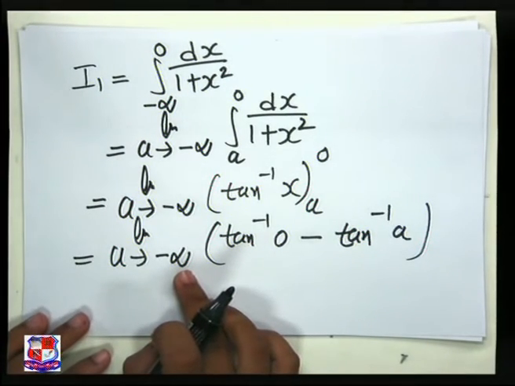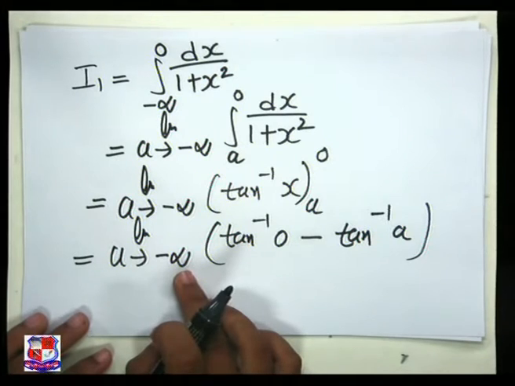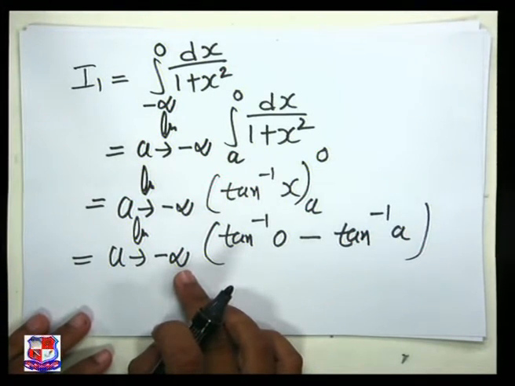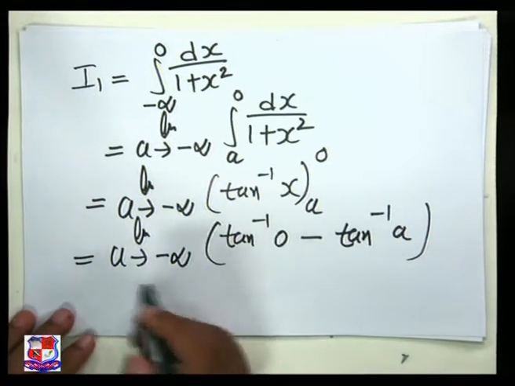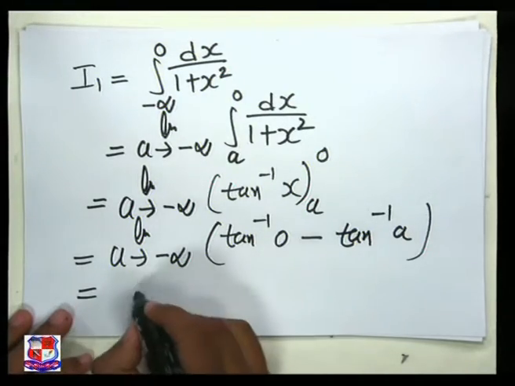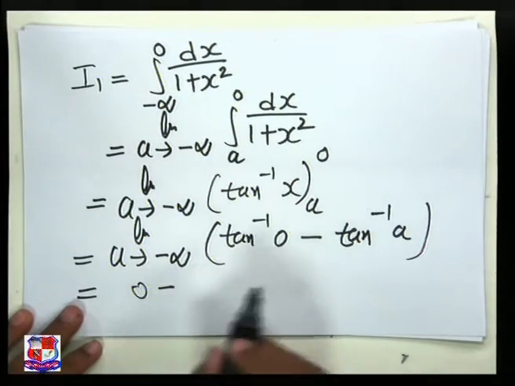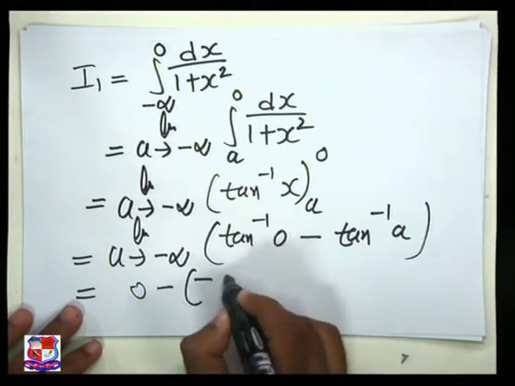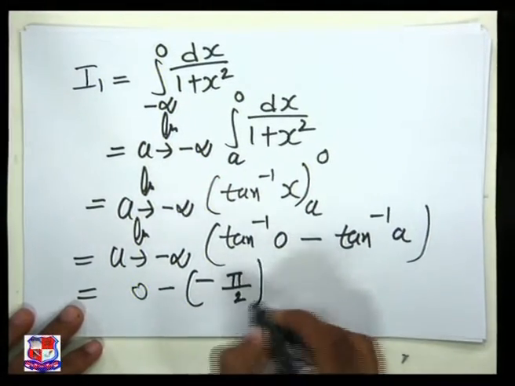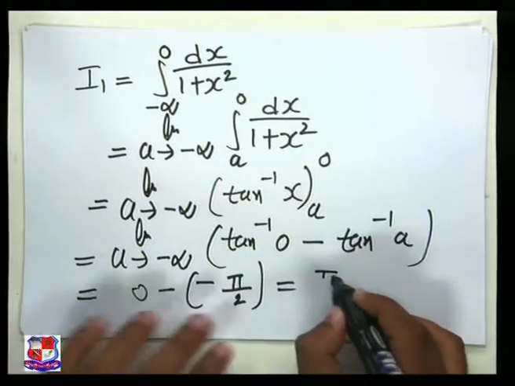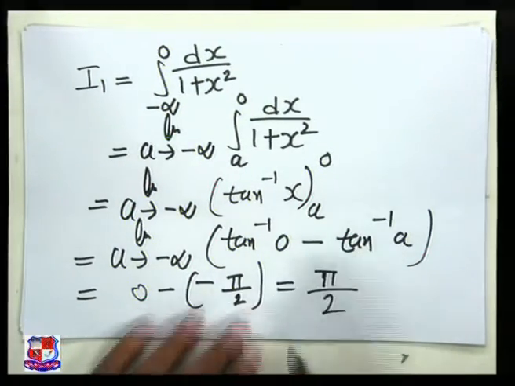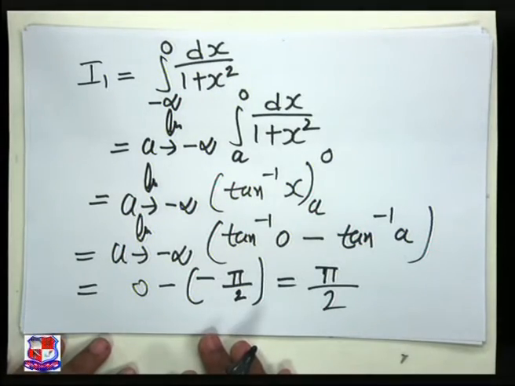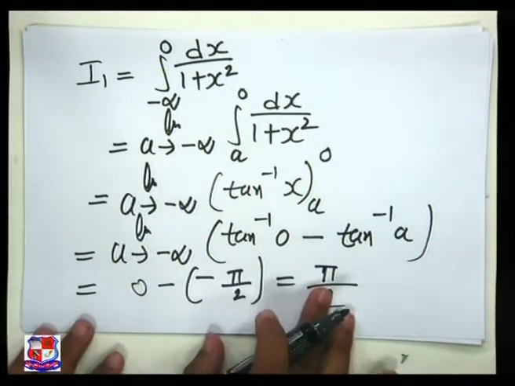So basically we want to find at which angle the value of tan is minus infinity. So the answer is minus pi by 2. So 0 minus the value of tan inverse a, where a tends to minus infinity, is minus pi by 2. So this equals pi by 2. So this is the value of I1.